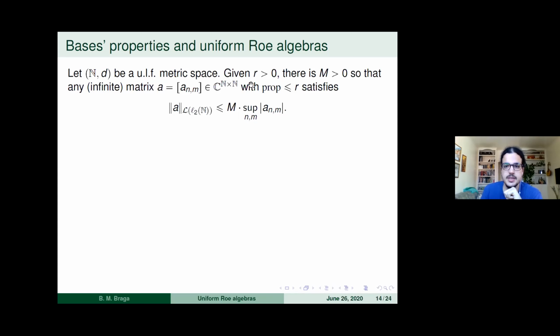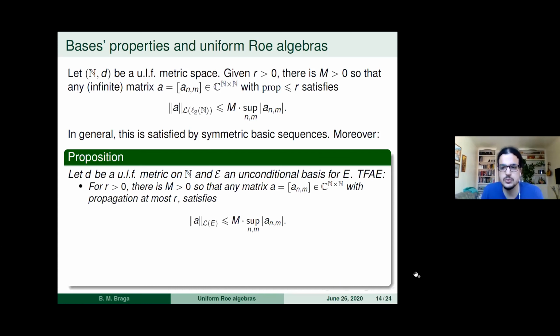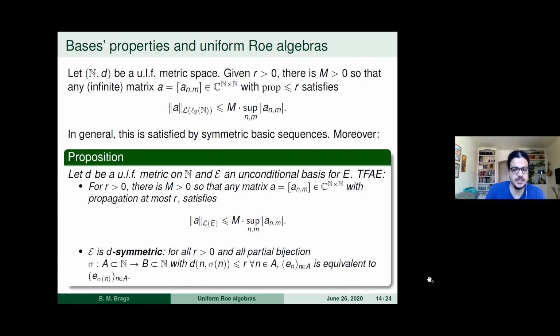Okay. So what this says is, once you fix a metric space, the norm of the operator which is induced by this infinite matrix will be bounded by something that depends only on the propagation of the operator and the supremum norm of those entries here. So when is this the case? So for us, this is going to be the case. So here I'm just repeating this property. This is the same as this. And this happens when this metric symmetry happens.